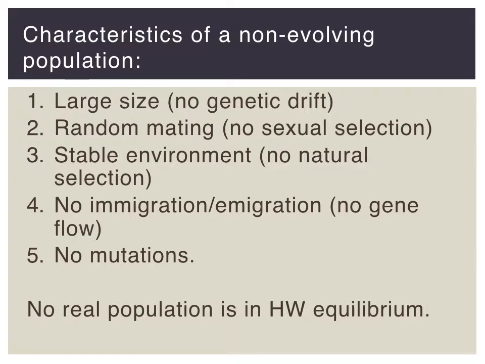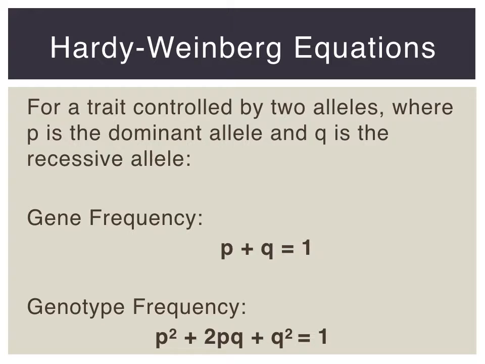These 5 characteristics are crucial in a non-evolving population, and they're the hallmarks of the Hardy-Weinberg theory. A population is large and exhibiting no genetic drift. There's random mating, which means there's no sexual selection. There's a stable environment, which means there's no natural selection. There's no immigration or emigration, which means there can't be any gene flow, and there's no mutations. Again, all of these things would have to be in place in order for there to be no evolution. And as we know, no real population is actually in Hardy-Weinberg equilibrium.